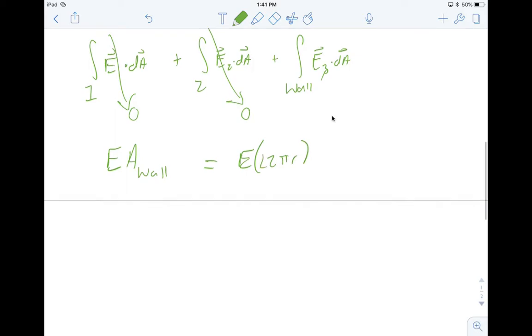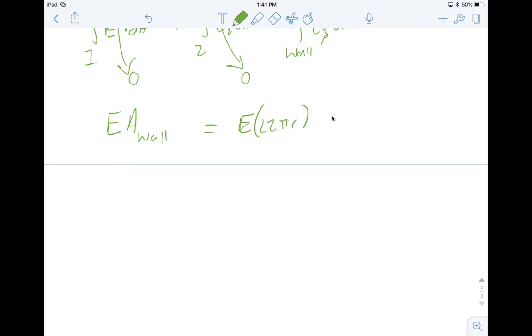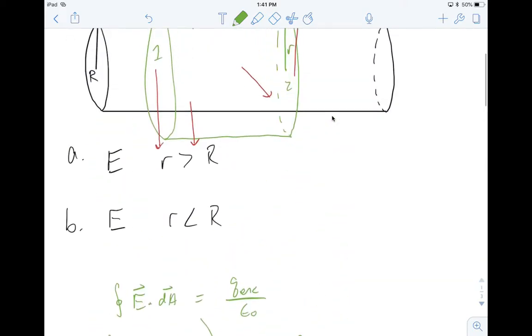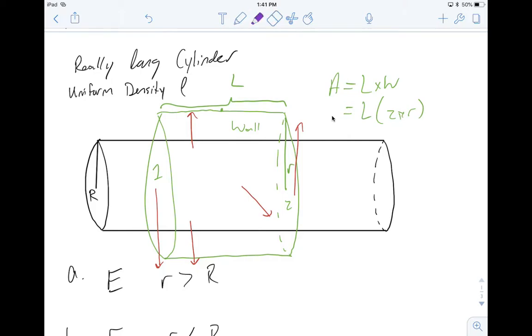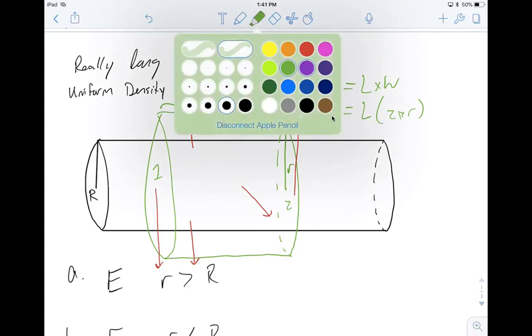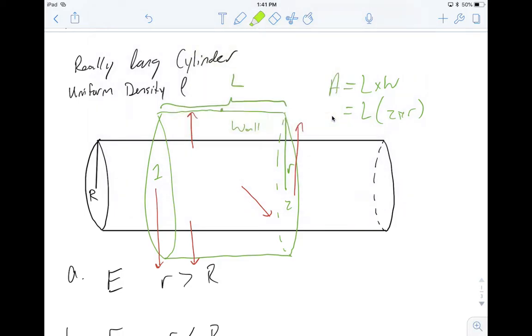For the right side, Q enclosed, Q enclosed is going to equal rho times the volume. We have to be careful with what volume we want. The volume that I want is this volume, because this is what actually has charge. So not the volume of my Gaussian cylinder, we just want the volume that actually contains charge, right there.